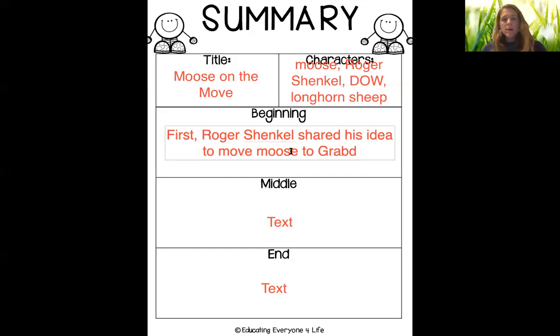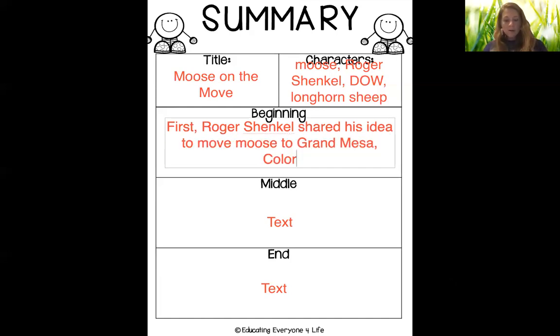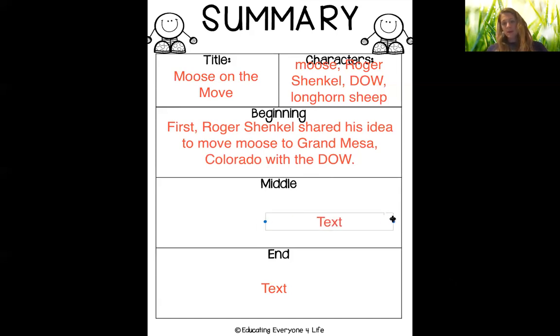So we talked about, okay, so first Roger Schenkel shared his idea to move moose to Grand Mesa, Colorado with the District of Wildlife. Okay. So then what happens next in the passage or article? Well, you guys can think about it. After he has that discussion, what do they do? What does the DOW do?